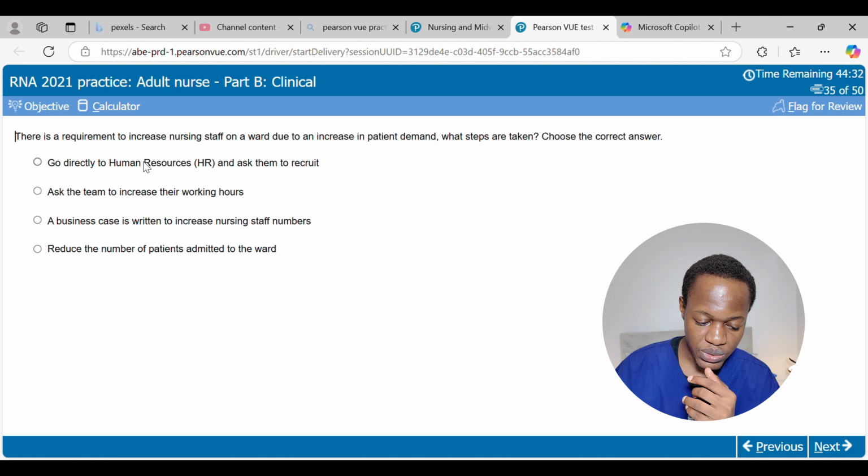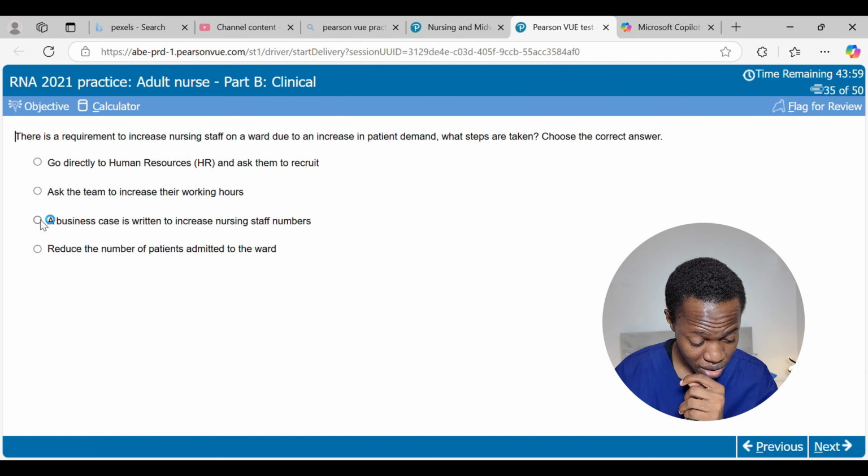Go directly to Human Resources, HR, and ask them to recruit. Ask the team to increase their working hours. A business case is written to increase nursing staff numbers. Reduce the number of patients. No. I don't think our answer can be A, so I'm just going to go for C.